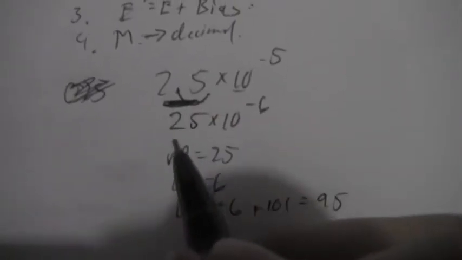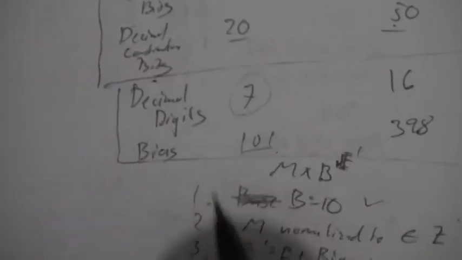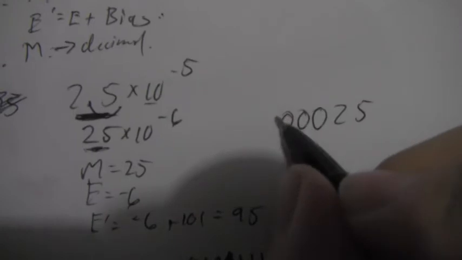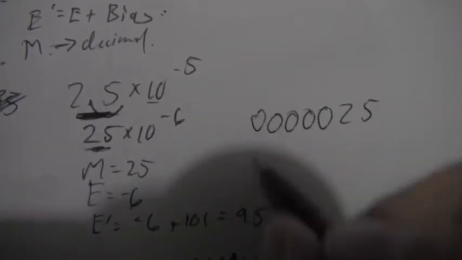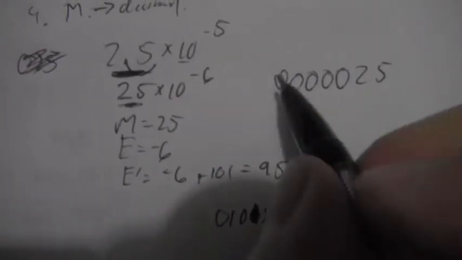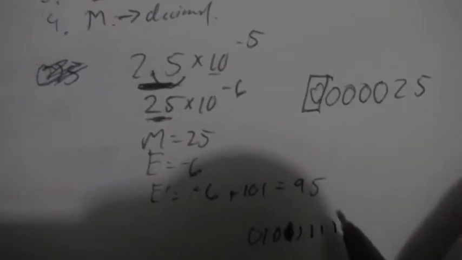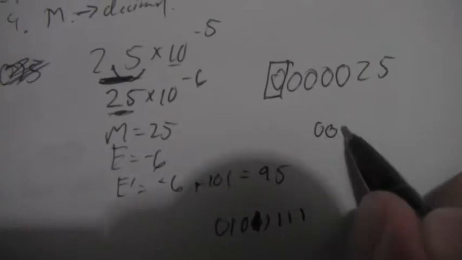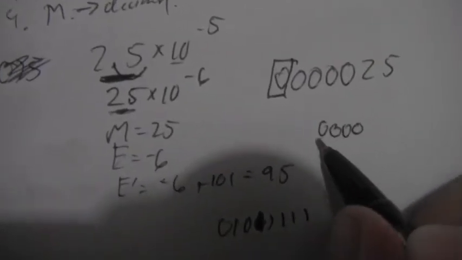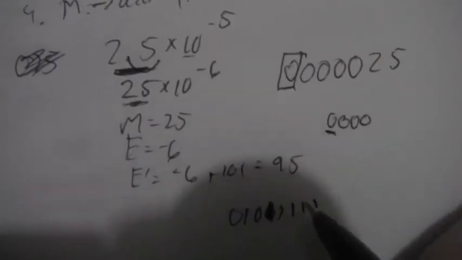Now what? You now take 7 digits of your mantissa. So we have 25. How do we make this 7? Just add zeros: 1, 2, 3, 4, 5, 6, 7. Next step is to take the most significant digit of the 7 digits, which in BCD is this. First of all, the sign bit is the easiest. This is a positive number, so we put a 0.